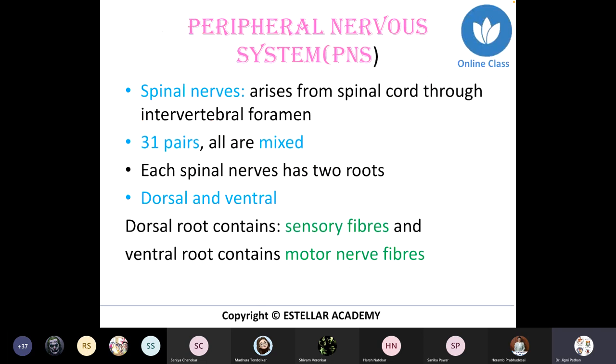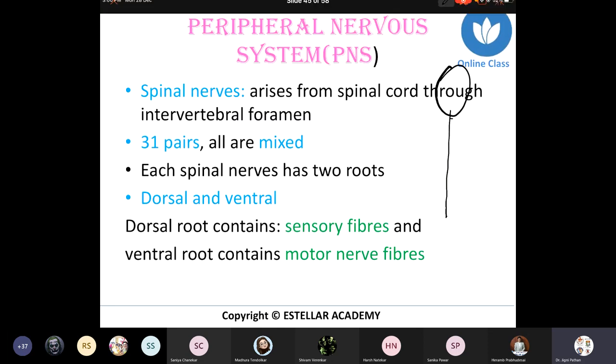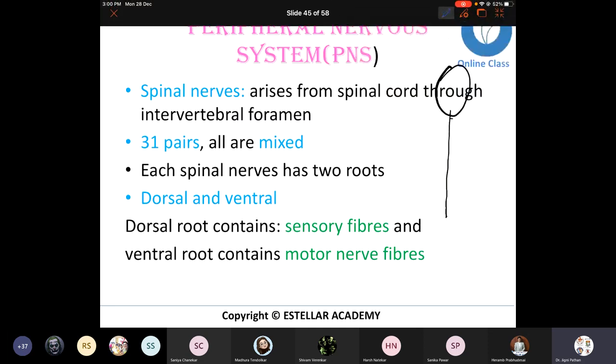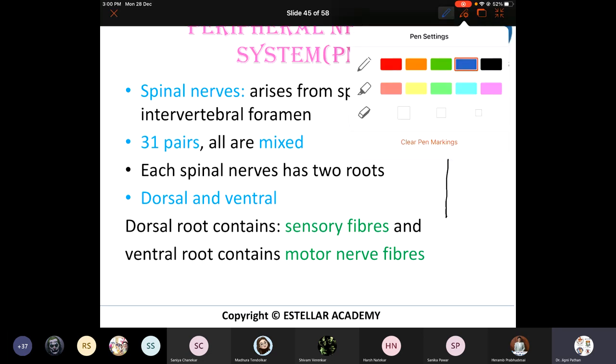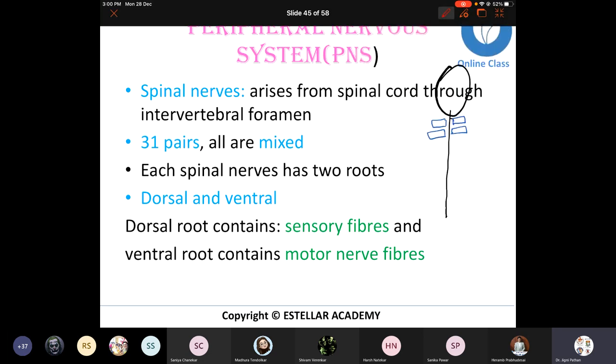What do you understand by intervertebral foramen? This is the spinal cord, right? The spinal cord, which is coming from the brain. It is present between the vertebrae. This vertebra and this vertebra, there are many vertebrae like this. So intervertebral foramen means the spinal nerve comes out through this foramen. Are you understanding? This is called intervertebral foramen.